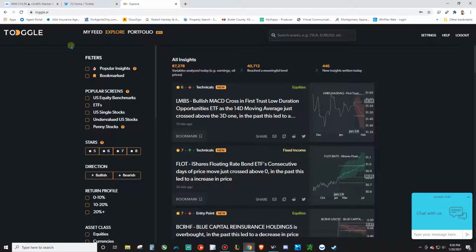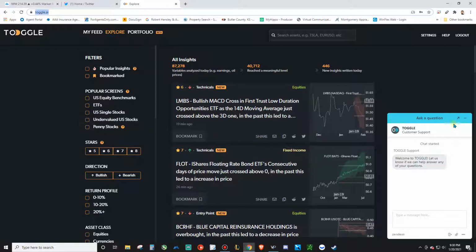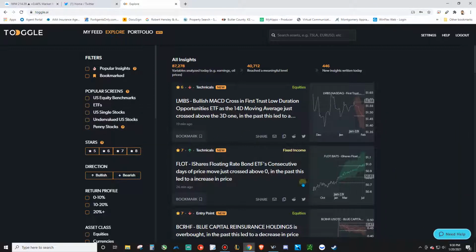So, Toggle.ai. And I get nothing from sharing this. I mean, it doesn't cost money. It's free. You just go sign up. What I like about it is so cool. I've never seen that before.